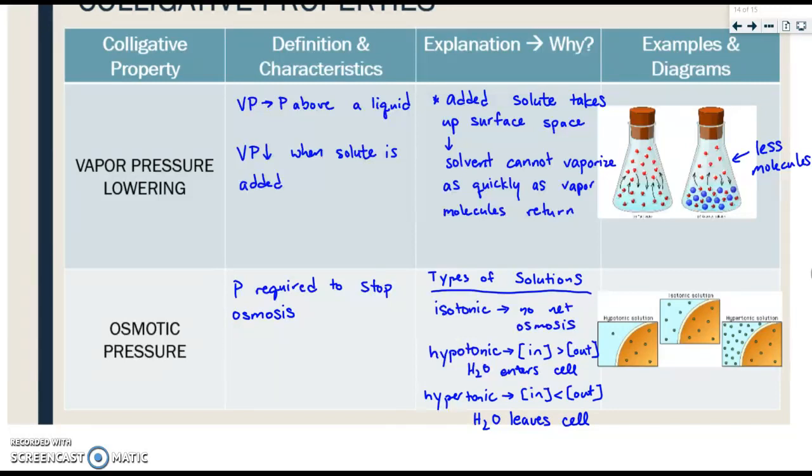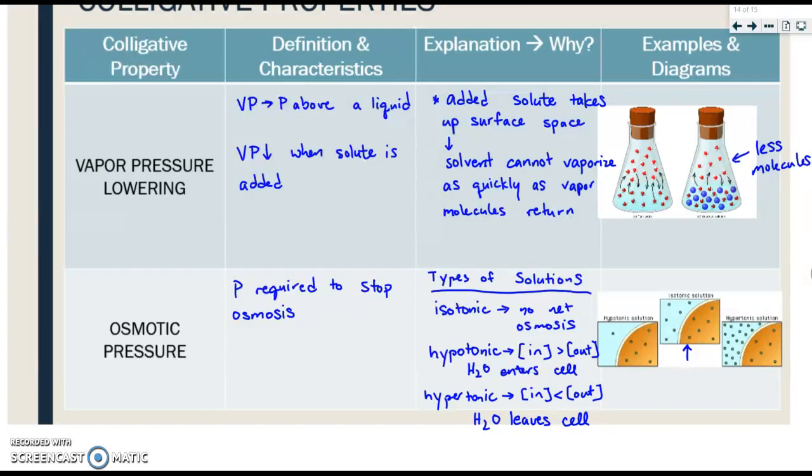Osmotic pressure is the pressure required to stop osmosis. Okay. There are 3 major types of solutions here. We have an isotonic solution where there's no net osmosis. It's shown here. It's equal concentrations on both sides of the cell. We have a hypotonic and a hypertonic.